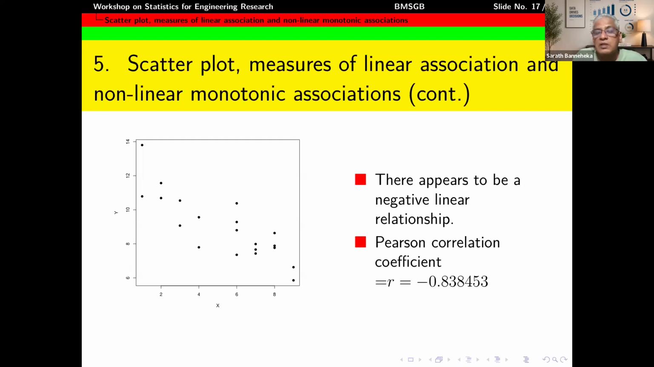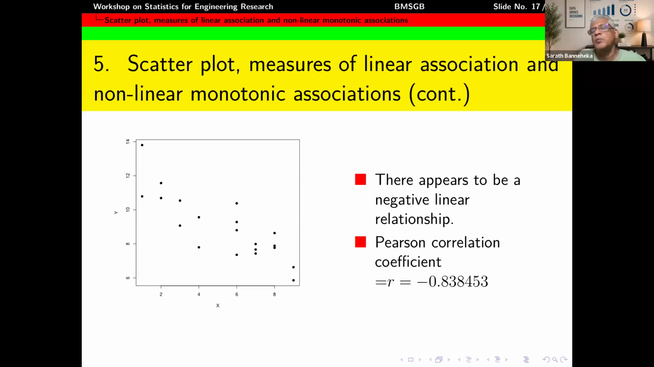So what is the strength? Well, I calculated the correlation coefficient. You can see now I get a negative value. So the correlation coefficient not only gives you the strength, it gives you the direction also. If you get a negative value, it tells you that the relationship is negative. It's like 0.83. So according to the usual way of interpreting, this may also be considered a strong negative linear relationship.